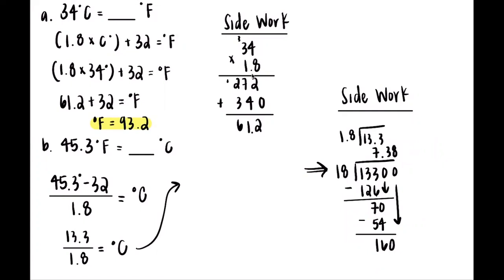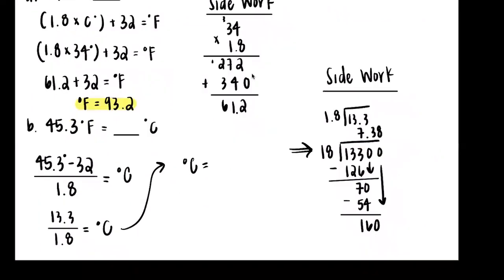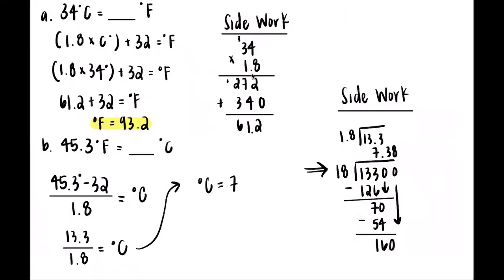So in this case, then, we're going to have our temperature in Celsius. Remember, we want to round to the nearest tenth. So if we have 7.38, that implies our temperature then is 7.4. And that is our final answer.